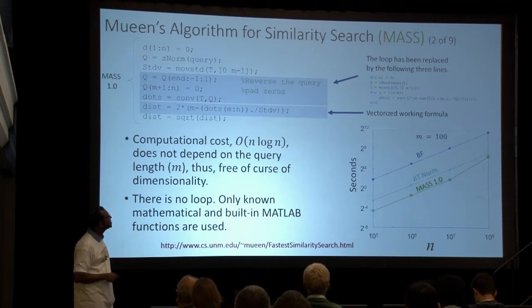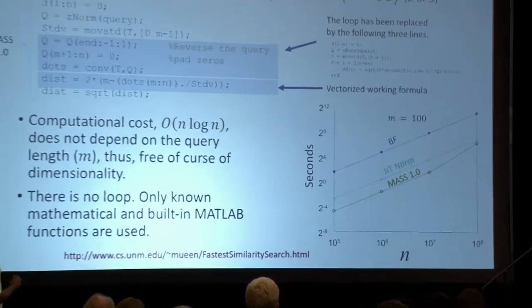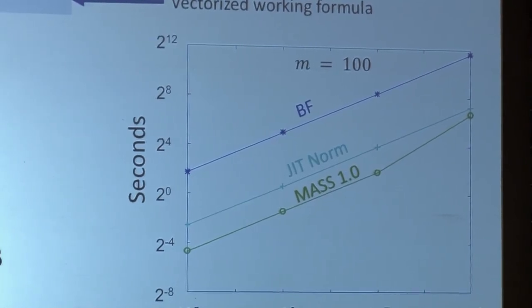So this is the output. The just-in-time normalization is the blue one, and you reduce using this version, let's call it MASS 1.0, because we'll iteratively improve it.